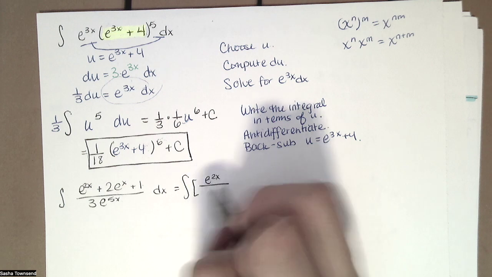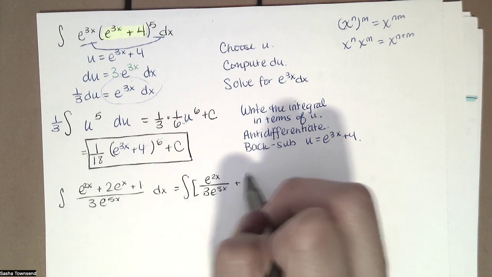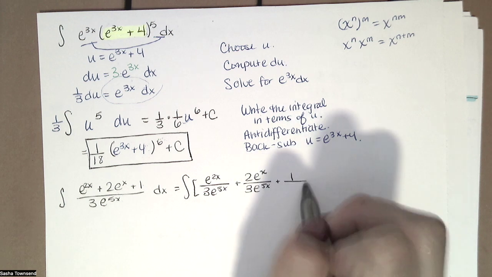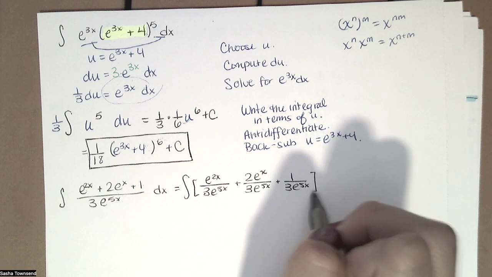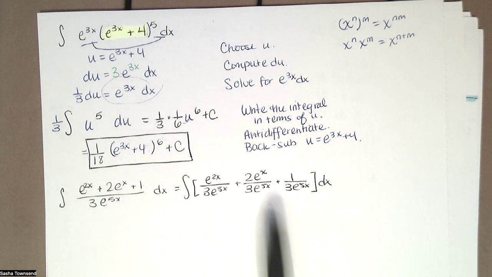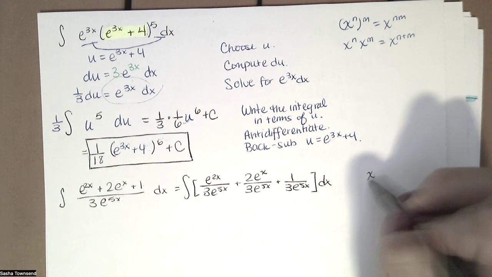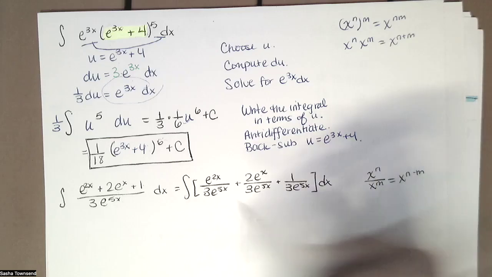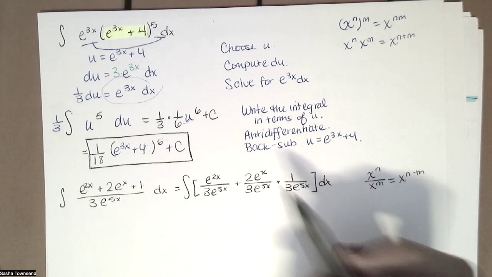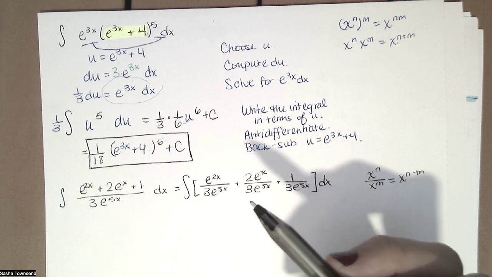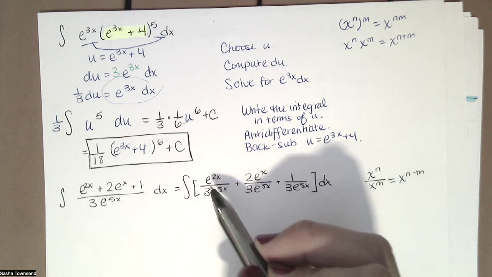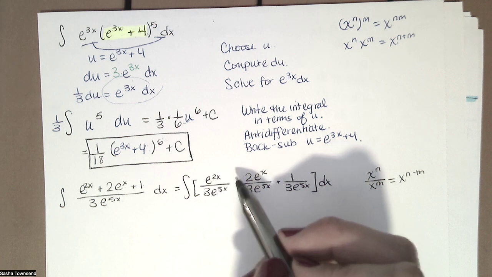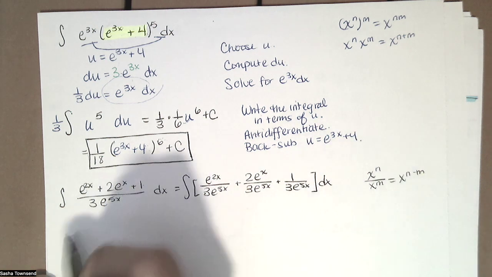So I have e to the 2x divided by 3 e to the 5x plus 2 e to the x divided by 3 e to the 5x plus 1 over 3 e to the 5x. And then we've got to use some exponent properties to simplify that. If you have x to some power divided by x to a different power, you just subtract the exponents. We do the same thing here, even though the variable is in the exponent rather than being in the base. We'll have e to the 2x divided by e to the 5x is e to the 2x minus 5x. 2x minus 5x is negative 3x.